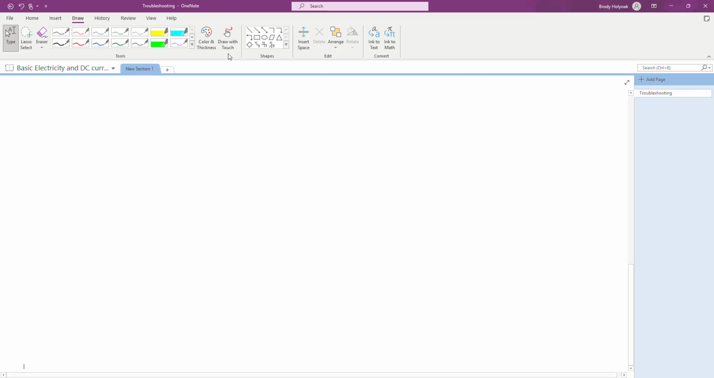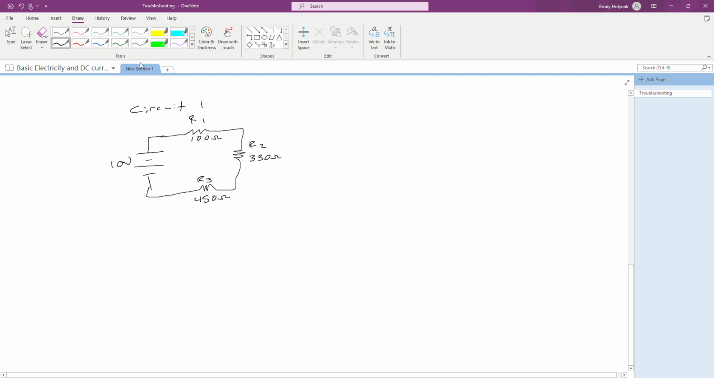Okay, so I'm going to scroll down a little bit here, and we'll bring that information down. So circuit 1. And I will redraw the circuit that we have to work with so we can play with it and mark it up and do what we need to do with it. I've got 10 volts. I've got R1 sitting at 100 ohms. I've got R2 sitting at 330 ohms. And I've got R3 sitting at 450 ohms.